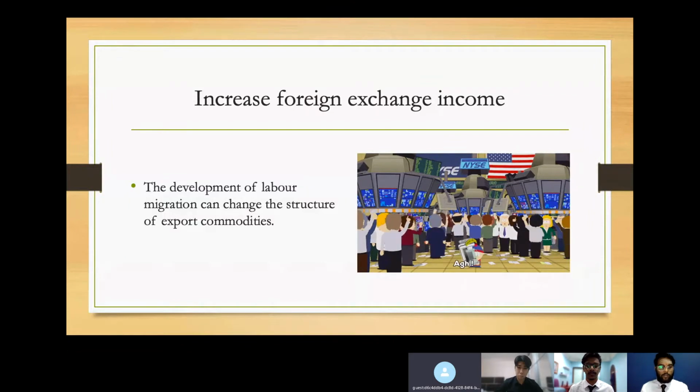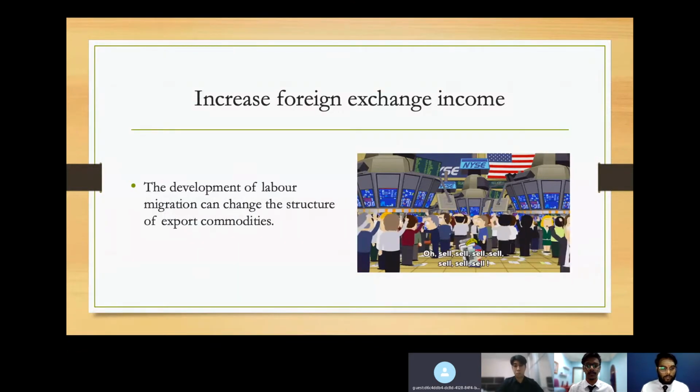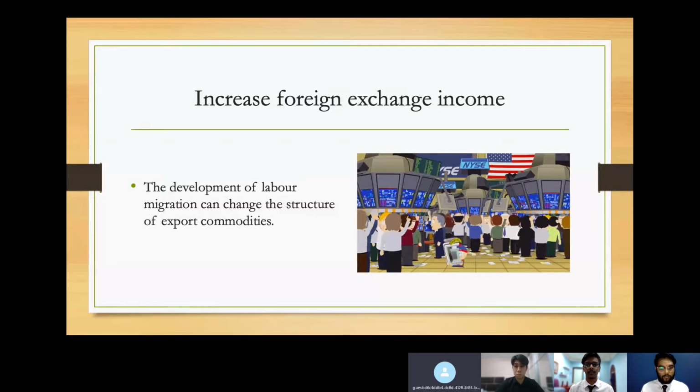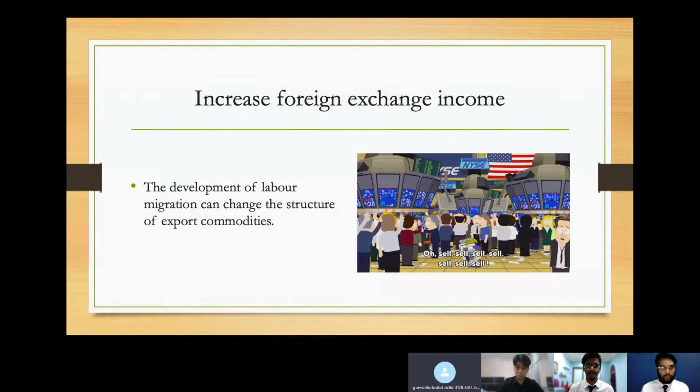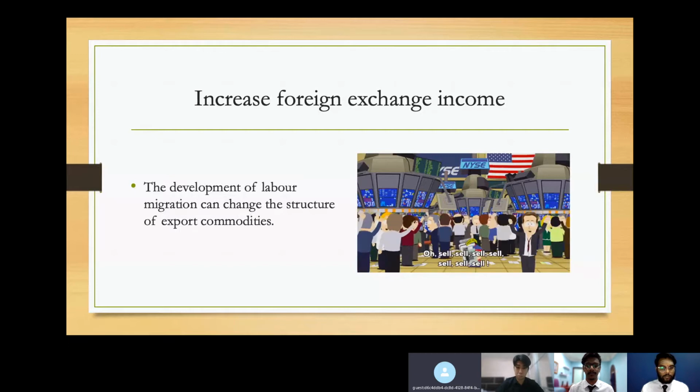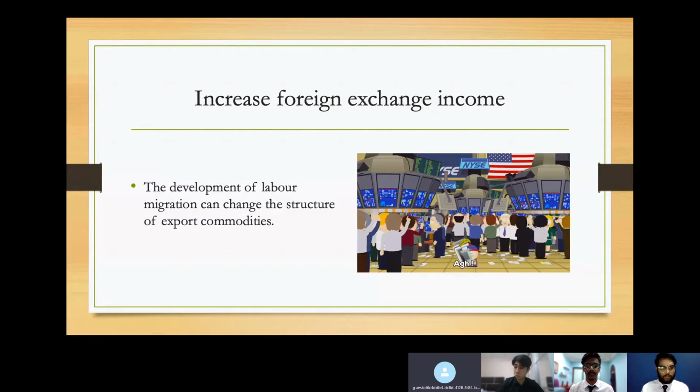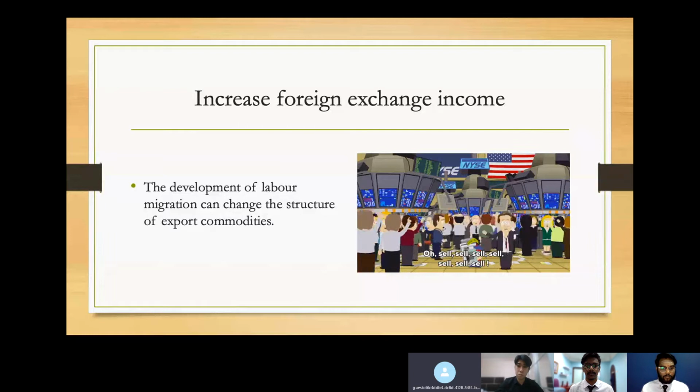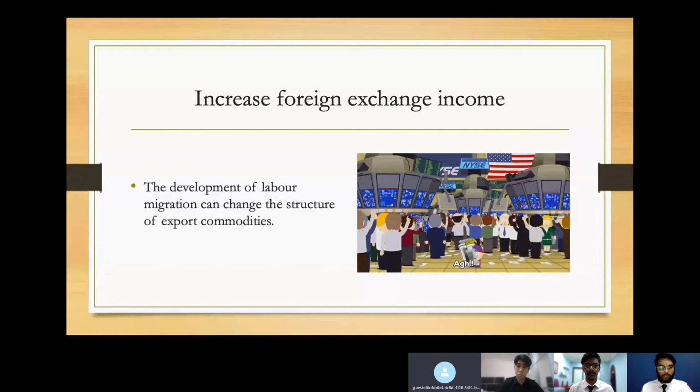Now I'm going to introduce the first benefit brought by labor migration, which is the increase in foreign exchange income. According to research from the University of California, in the next few decades, the population growth in developing countries will far exceed the expected population decline in developed countries. So some developing countries with underdeveloped industries and insufficient employment opportunities have curbed poverty by implementing policies that encourage residents to work abroad.